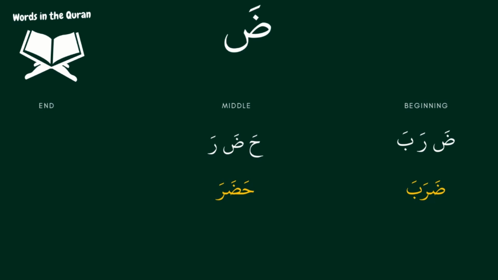At the end, فرض. So as you can see, Sod and Dod look similar when it's joined, except that Sod doesn't have a dot, whereas Dod has a dot. So it's kind of easy, isn't it?